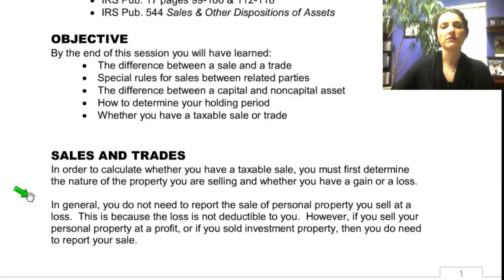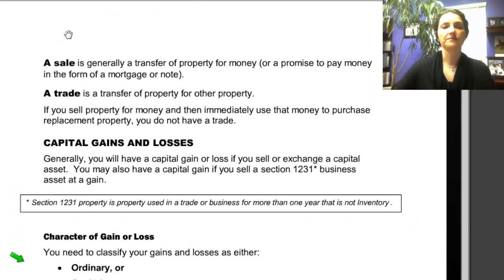However, if you sell your personal property at a profit, or if you sold investment property, then you do need to report your sale. A sale is generally a transfer of property for money or a promise to pay money in the form of a mortgage or note. A trade is a transfer of property for other property. If you sell property for money and then immediately use that money to purchase replacement property, you do not have a trade.